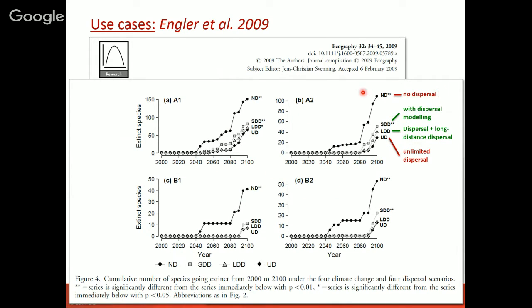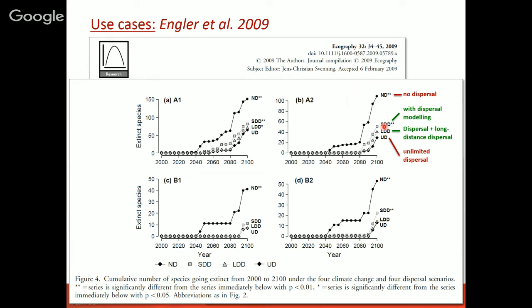And we compared different dispersal scenarios. So there would be no dispersal and unlimited dispersal, which basically means that you do your niche modeling, but you either don't include any dispersal at all, or you simply consider unlimited dispersal, meaning that the entire habitat that is projected as suitable in the future will be able to be occupied by the species.